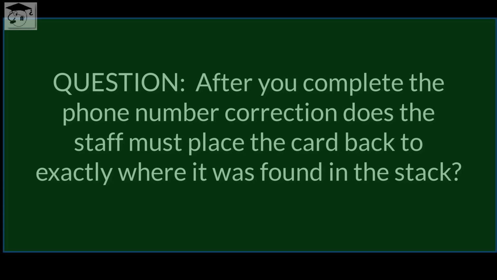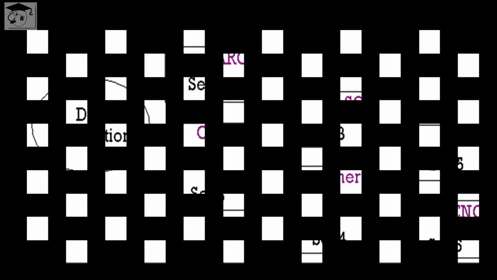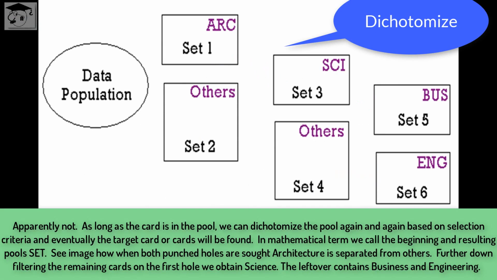Question: after you complete the phone number correction, does the staff must place the card back to exactly where it was found in the stack? Apparently not. As long as the card is in the pool, we can dichotomize the pool again and again based on selection criteria, and eventually the target card or cards will be found.